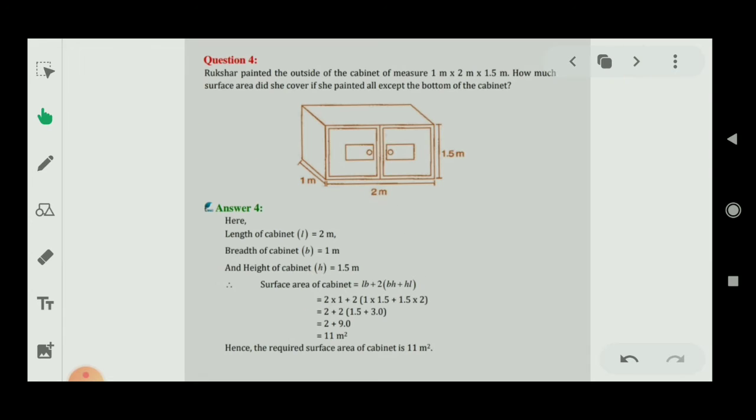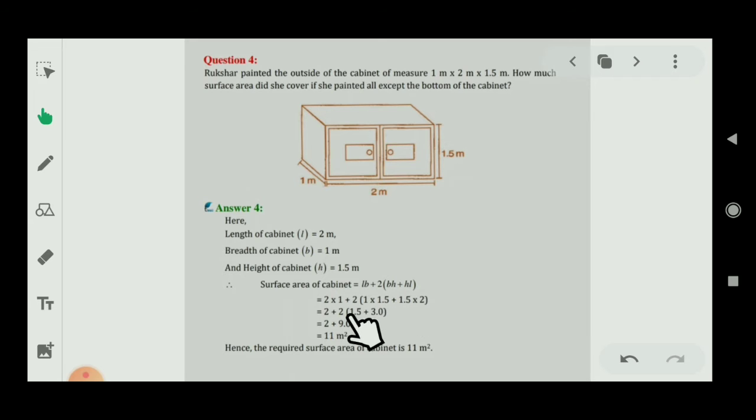Let's see question number 4. In this figure, you can see L's value is 2 meter, B's value is 1 meter and H's value is 1.5 meter. Then students, easily you have to use the formula, that is surface area of cabinet. Then what formula do we have to use? L into B plus 2 bracket BH plus LH.